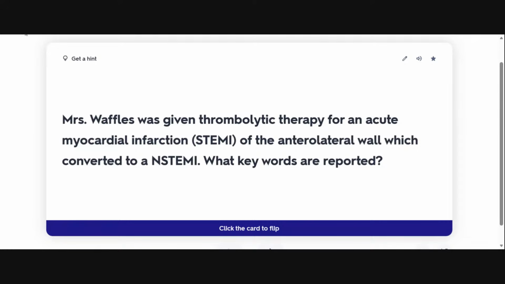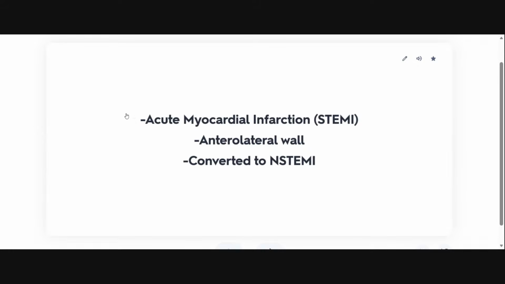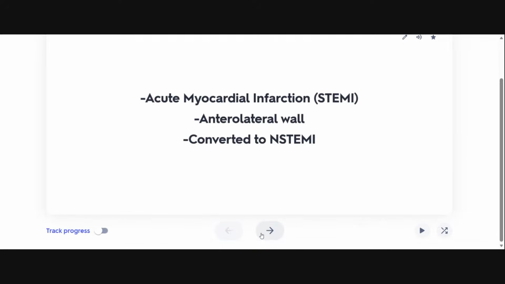Okay, I know a lot of people are still typing. Definitely put your answer in the chat if you're still typing. I know it's a lot to type. But the keywords that I'm taking out of here are going to be the acute myocardial infarction, the STEMI, the anterolateral wall, and then converted to NSTEMI, which pretty much everyone put in the chat. So great job. All right, let's move on.